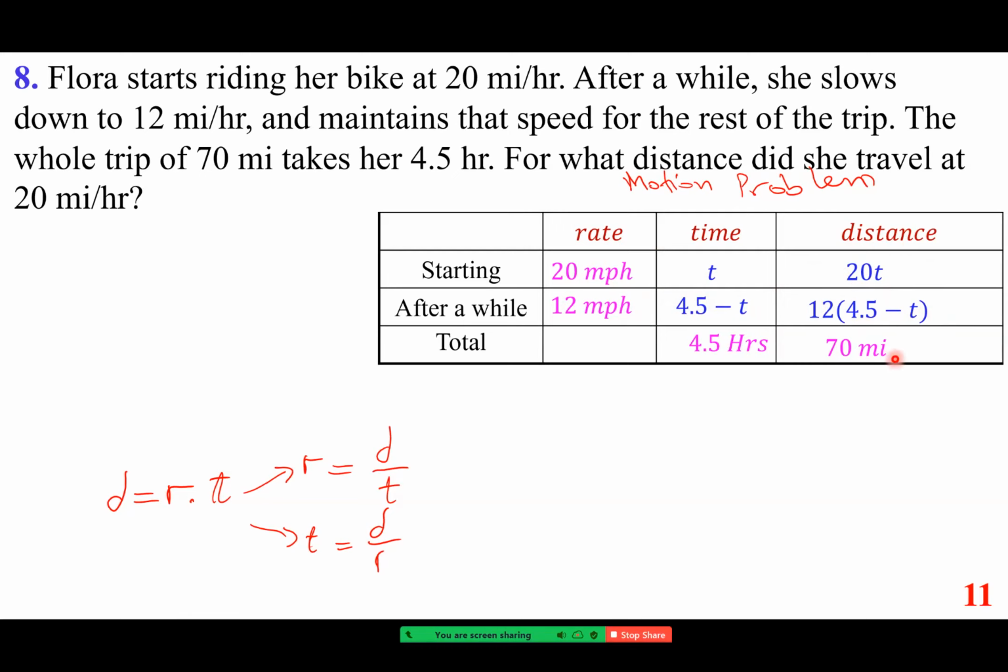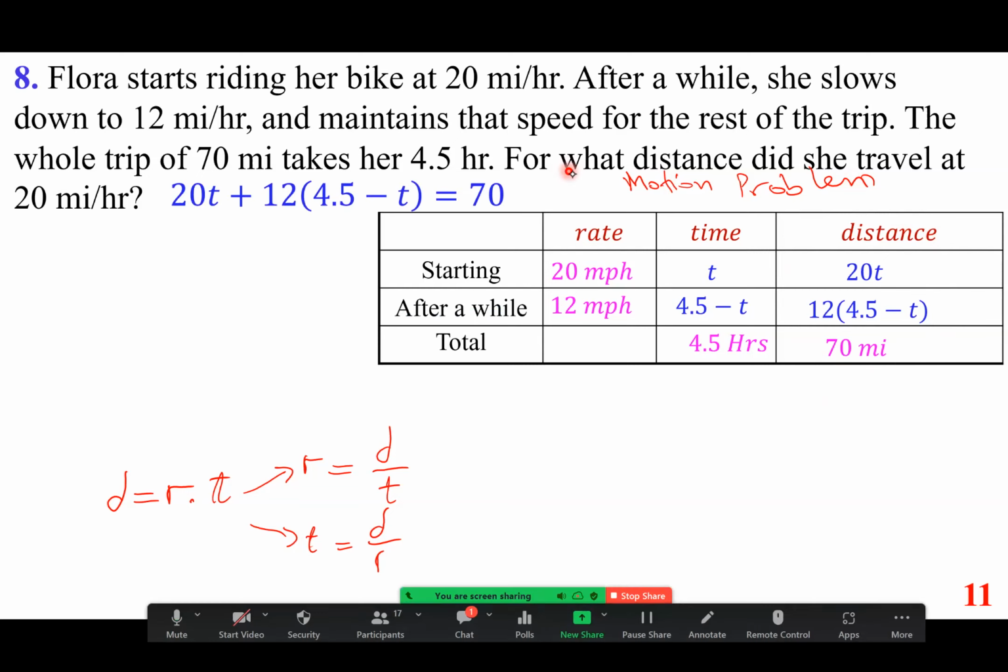So again, reading the question, filling up the table, and the last column gives us this equation. And practically, we are done, because the hardest part is to figure out how to do this table. If you can come up with the table, you can easily nail it. So let's take it from there.